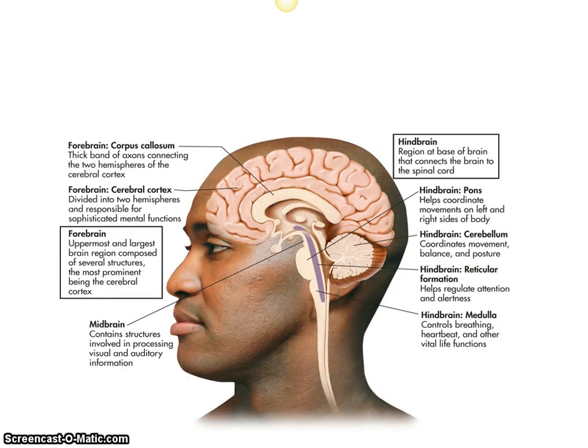Here's a diagram of your brain. The forebrain is the uppermost and largest brain area, and it consists of the corpus callosum and the cerebral cortex. Next, you'll see the midbrain, which is down in the center, and that is involved in processing sight and sound. And then there's the hindbrain, and this connects the brain to the spinal cord. It includes the pons, the cerebellum, the reticular formation, and the medulla. Let's look at each of these more in depth.